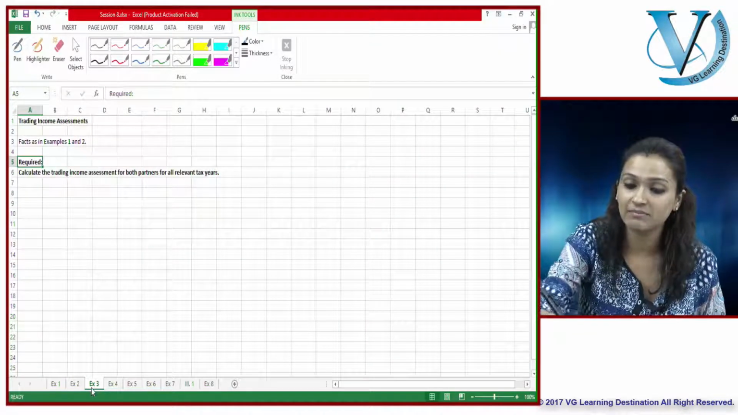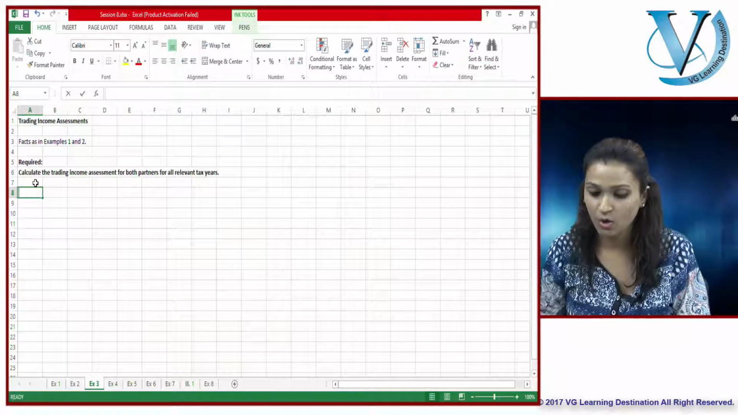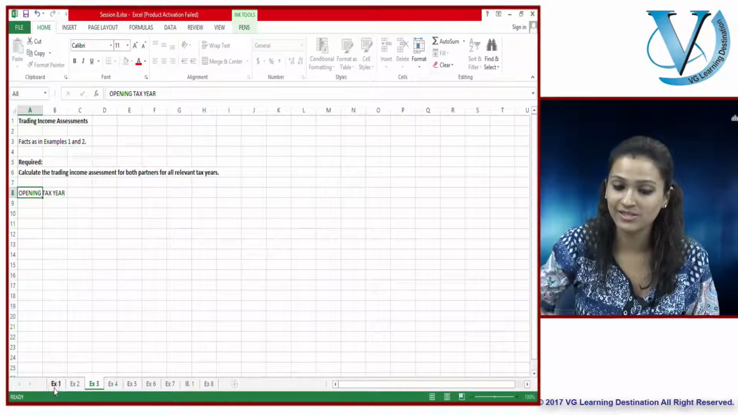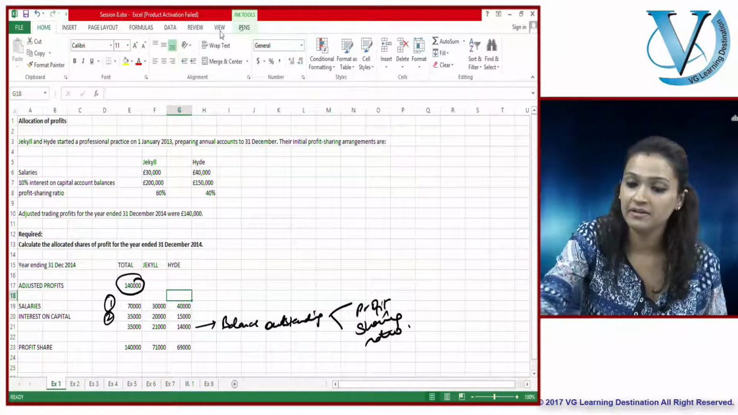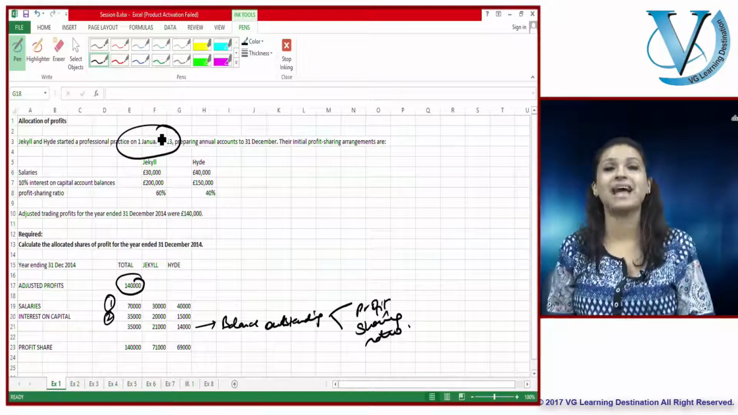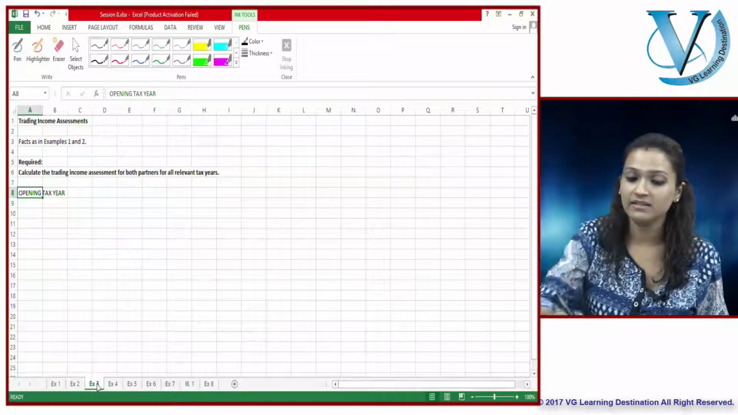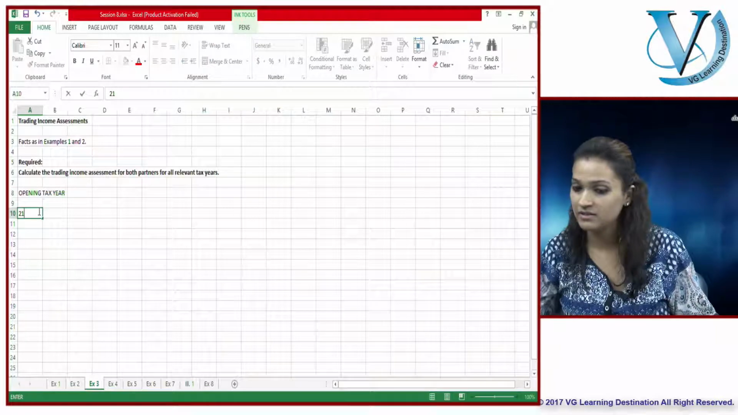The tax year, let me just grab my, right. So the first tax year, opening tax year. Let me just go back to the question. When you just started to trade, you started to trade on the 1st of January 2013. So the first tax year is 13/14. So what do you take? Opening tax year is 13/14.